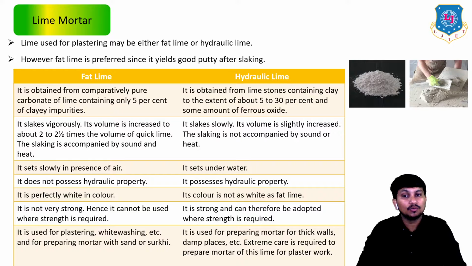Fat lime is not very strong, hence it cannot be used where strength is required, while hydraulic lime is comparatively stronger than fat lime and can be adopted where strength is required. Fat lime is used for plastering, whitewashing, etc., and for preparing mortar with sand and surki also. While hydraulic lime is used for preparing mortar for thick walls and damp places, where extreme care is required to prepare mortar of this lime for plastering work. So this is the main difference between fat lime and hydraulic lime.